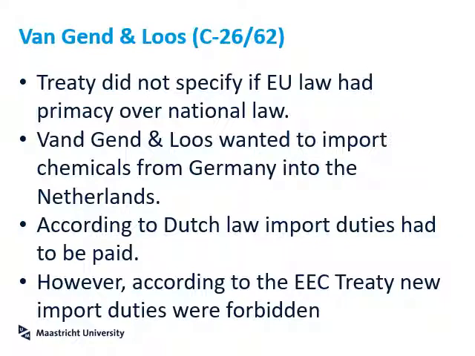The first of these two was the Van Gend en Loos case. In this, the Dutch company Van Gend en Loos wanted to import chemicals from Germany into the Netherlands. According to Dutch law at the time, import duties had to be paid. However, the EEC treaty banned import duties. The EEC was a predecessor of what is now the EU.